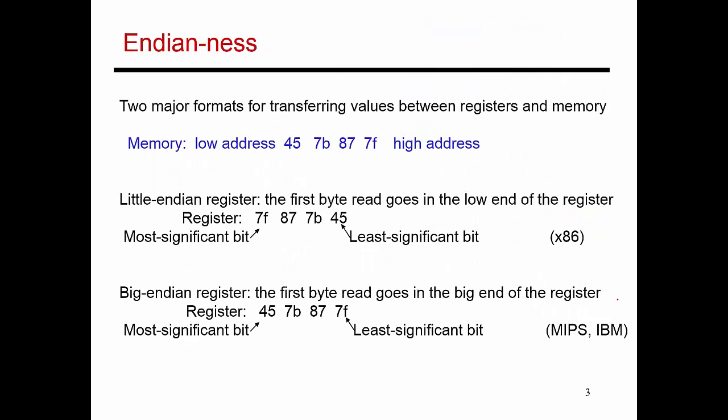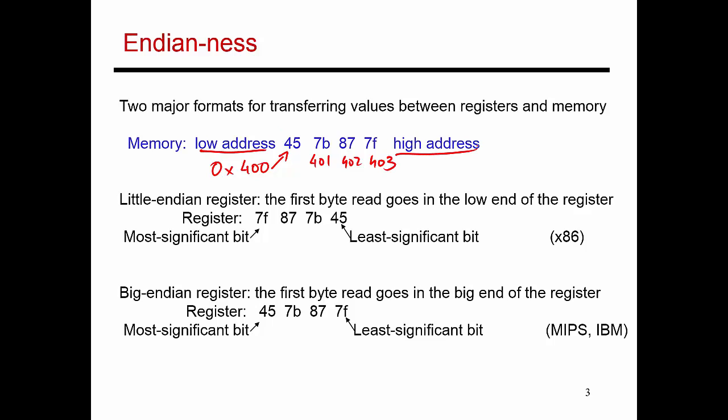Now let's talk about endian-ness. Endian-ness refers to how a register finally gets placed in memory. So if you're reading a value from memory, let's say you're getting something from memory location 400. This is memory location 400. This is memory location 401, 402, 403. So low address is here, high address is here.